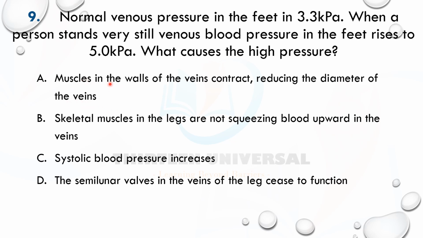Now, the muscles in the wall of the vein are smooth muscles. They do not contract voluntarily. They are involuntarily stimulated to contract. So when someone stands up, they stand up voluntarily, so of course the veins' muscles don't contract because the person is standing up. It is the brain that controls that. So A is out. B says skeletal muscles in the legs.